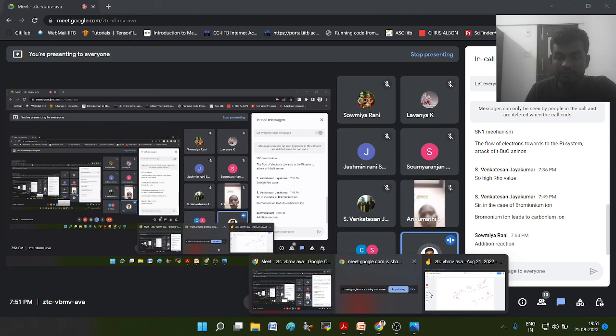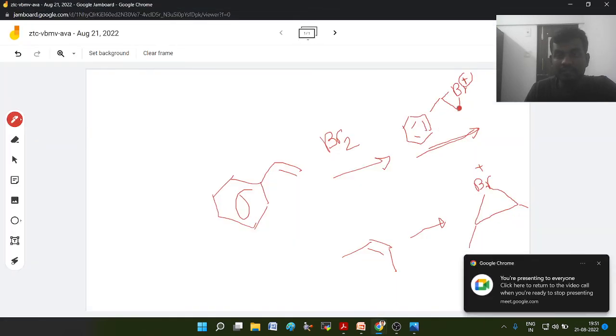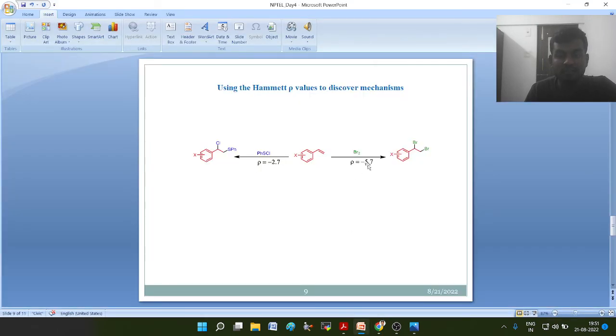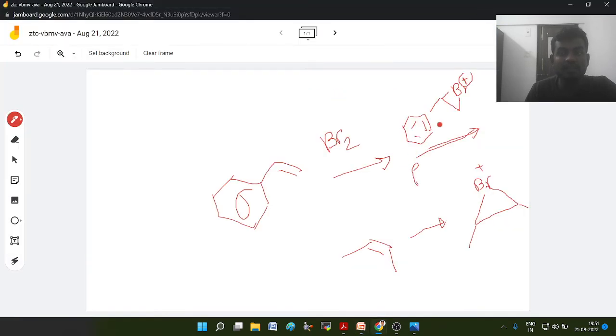So where were we? If we expect it to be like this, we will have a rho value. Of course, it will be negative because there is a positive charge forming here. But we cannot expect it to be that high. The value is minus 5.7, around 6. So actually, what is happening? This is not going through such a structure. It is not going through this cyclic bromonium structure. Rather, it is forming a direct carbocation, a benzylic carbocation.